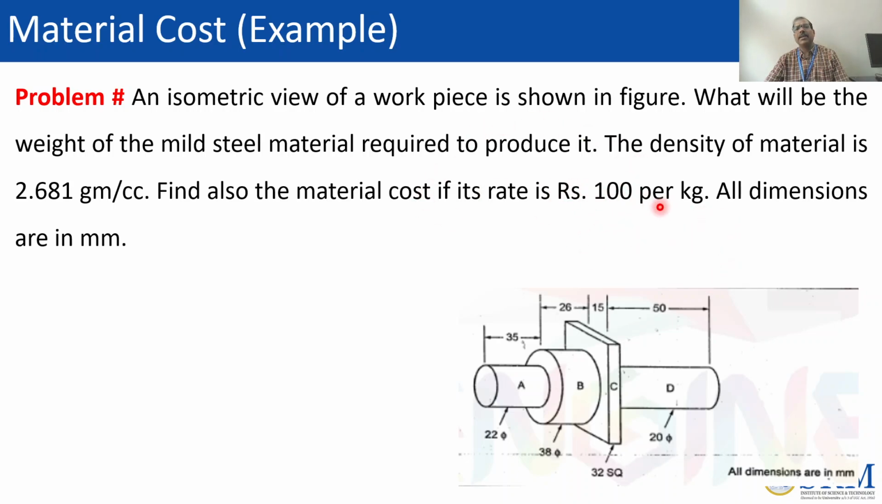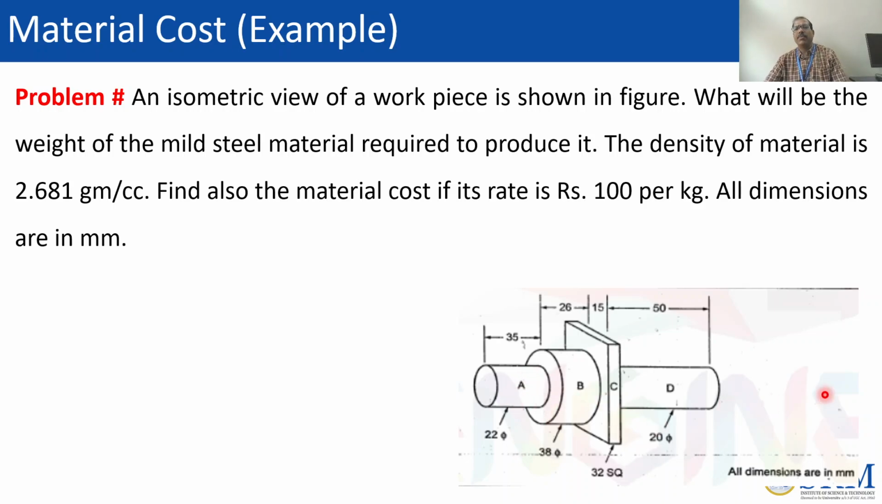The cost per kg is given, and we need to calculate the weight. Once we get the weight, with respect to the material cost, we can calculate the material cost required. So first we need to calculate the weight of this material. In order to find the weight of the material, we need to understand the component part features of the design.